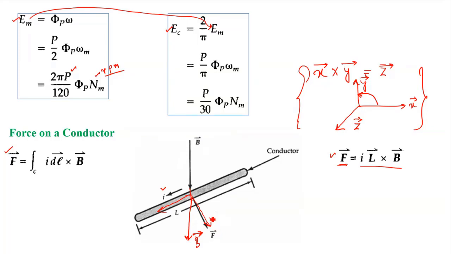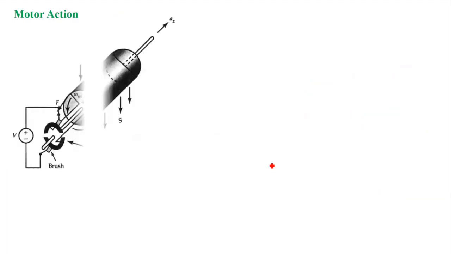So now we'll see this. This is one conductor. Now we'll place a coil inside the uniform magnetic field, where the coil has two conductors, two sides. Now what will happen to these two conductors? The force will be ILB, so this will give the direction to us. Now this is called the motoring action when we place a coil.